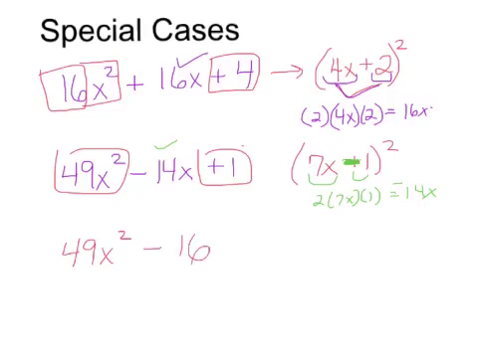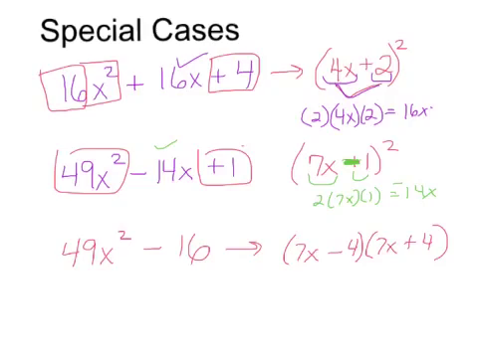Once again, this is your difference of two perfect squares. So my answer will be 7x minus 4 times 7x plus 4. The order doesn't matter. Once again, I could do 7x plus 4 times 7x minus 4. It gives me the same value. But this is the benefit of knowing those special cases.